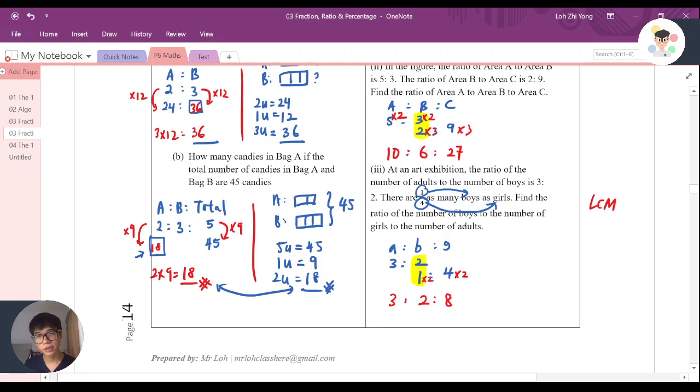Are we done? Now look at the question. Find the ratio of the number of boys to girls to adults. So it's boy to girl to adult, and we need to rearrange the ratio now. Boys is 2, girl is 8, and adult is 3. And this is our final answer.